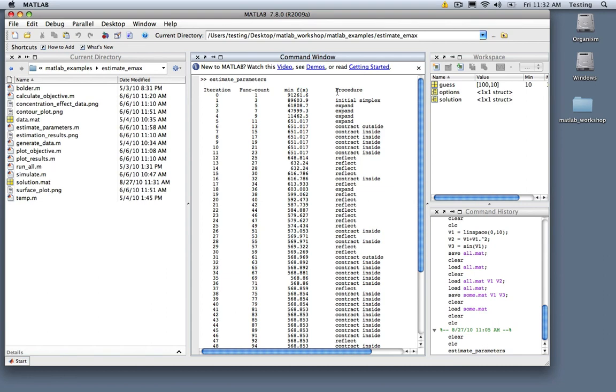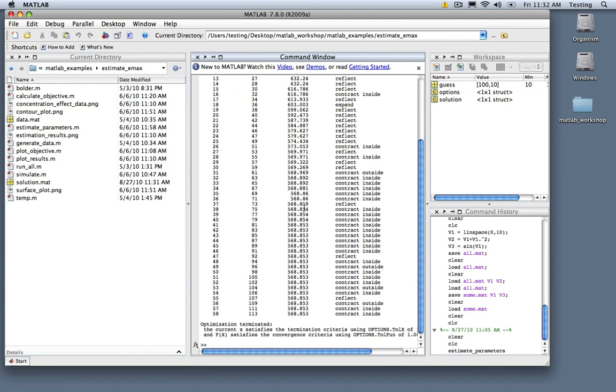This procedure represents the internal workings of fminsearch. As the iterations increase, the number of function evaluations increases, and we see our objective function decreasing accordingly. Eventually it gets down to a pretty low number and just stays there, and then it terminates according to some criteria. You can change or adjust these criteria if you want. These are different options that you can set within the OptimSet command.